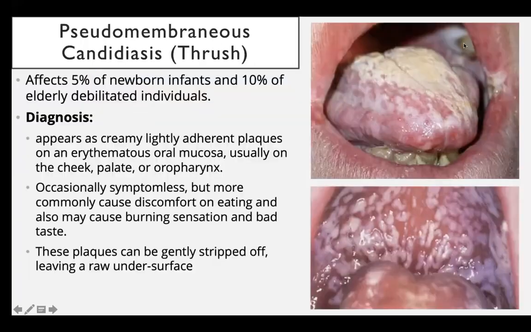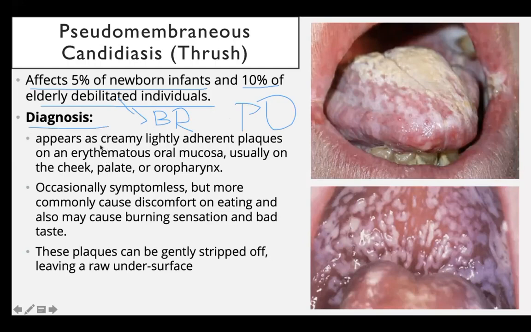So now we go for the pseudomembranous candidiasis, which is also known as oral thrush or thrush. You see, this is pseudomembrane, false membrane, not hairy leukoplakia. It affects 5% of newborn infants and 10% of elderly debilitated individuals, bedridden patients who cannot leave the bed, or post-operative patients who cannot leave the bed.